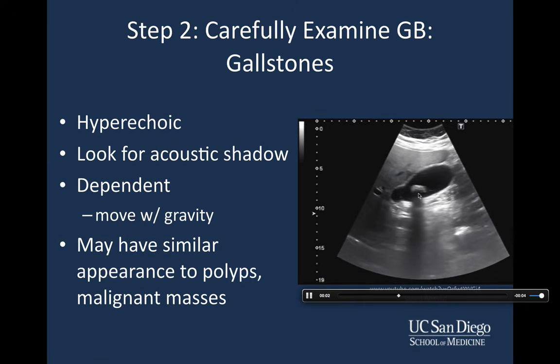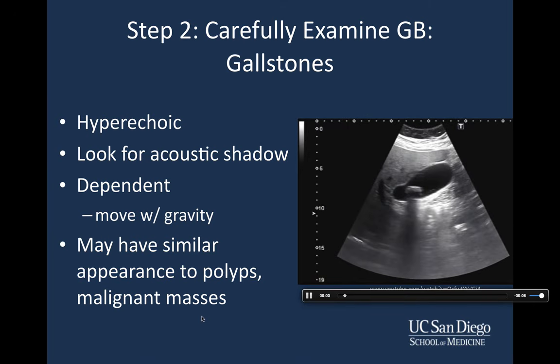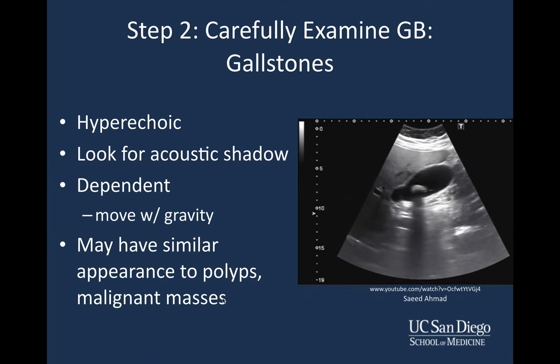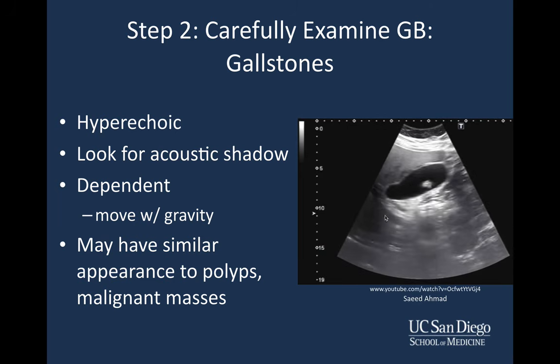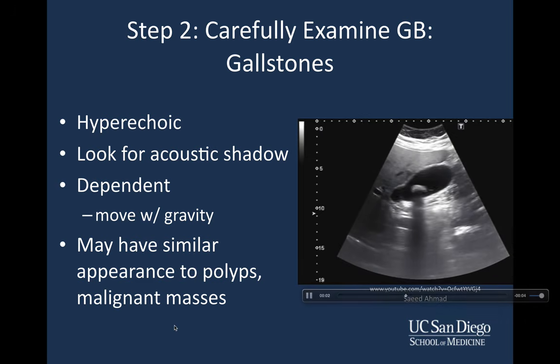Now, if you look for just a hyperechoic structure within the gallbladder, you can sometimes be fooled because gallbladder polyps and malignancies can have a similar appearance, but they generally will not have the shadowing and they will not be mobile. So those are two things that are important to keep in mind.